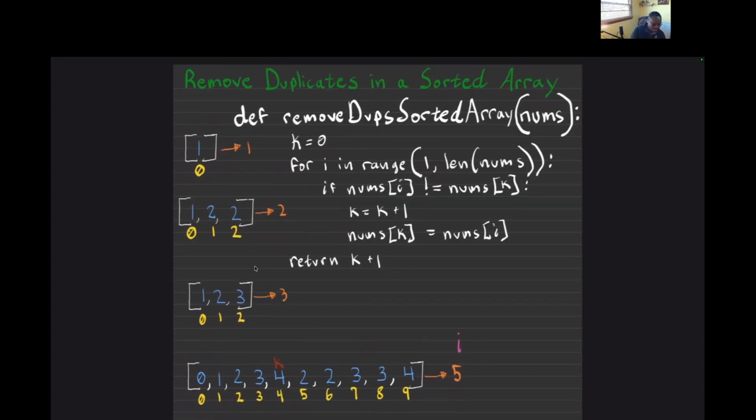If we go back to the illustration here, we'll talk about the runtime. The runtime here is big O of n, where n is the size of the given input. And the space is big O of 1. It's constant because we did this all in place.